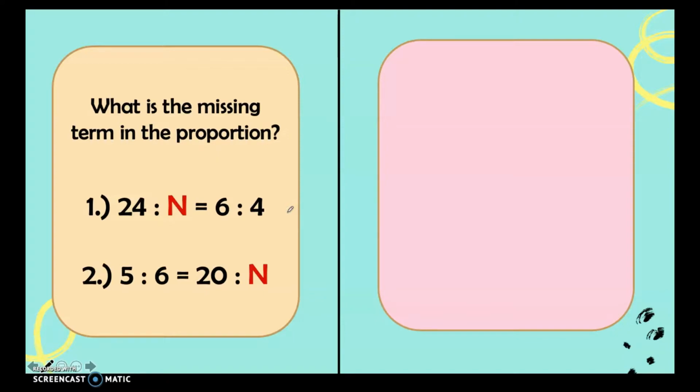Next, let us find the missing term in the proportion. As you can see, we write the letter N for the missing term. To find the missing term in this proportion, we multiply to get the product of the means and the product of the extremes, and we equate the two. So we have 24 times 4 is 96, and 6 times n, since we cannot combine that, we write 6n.